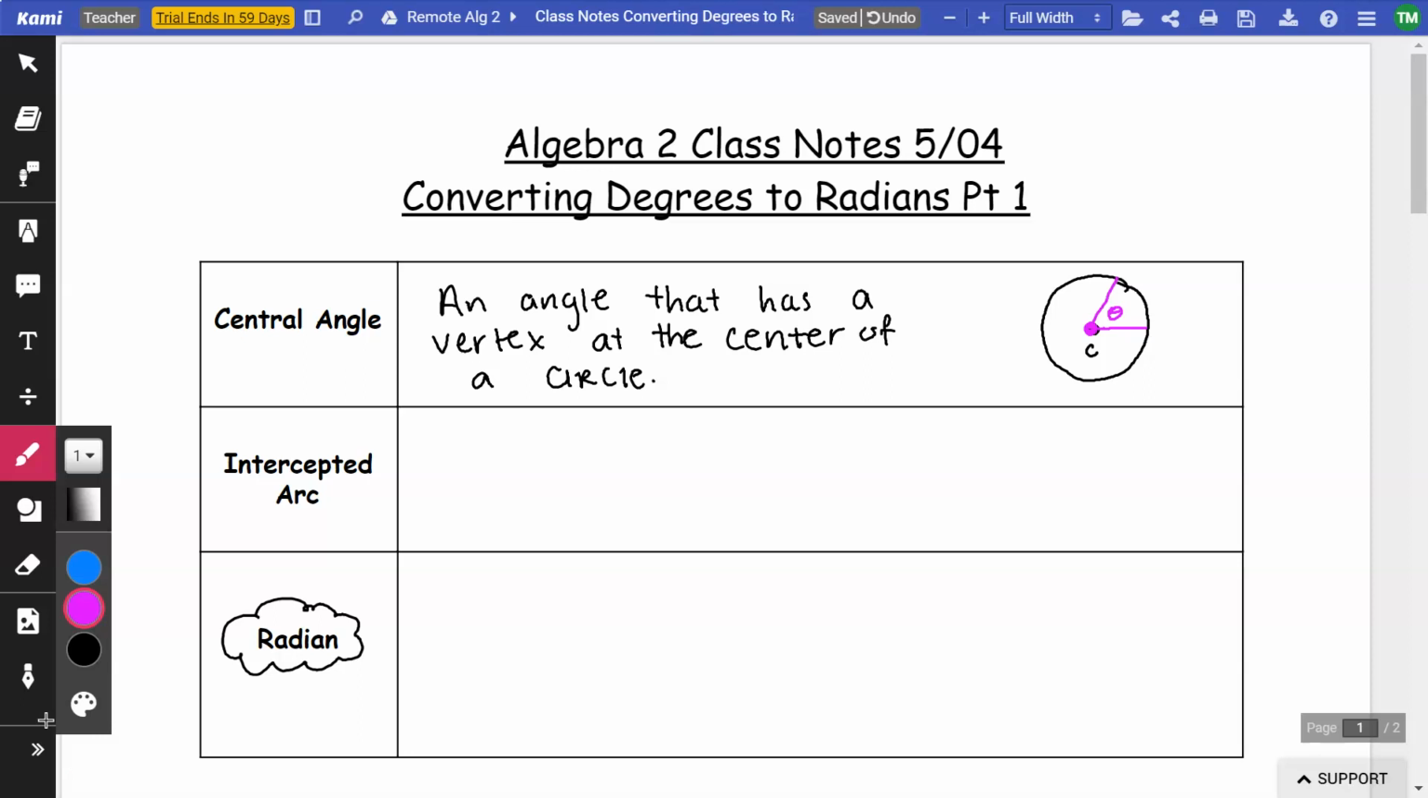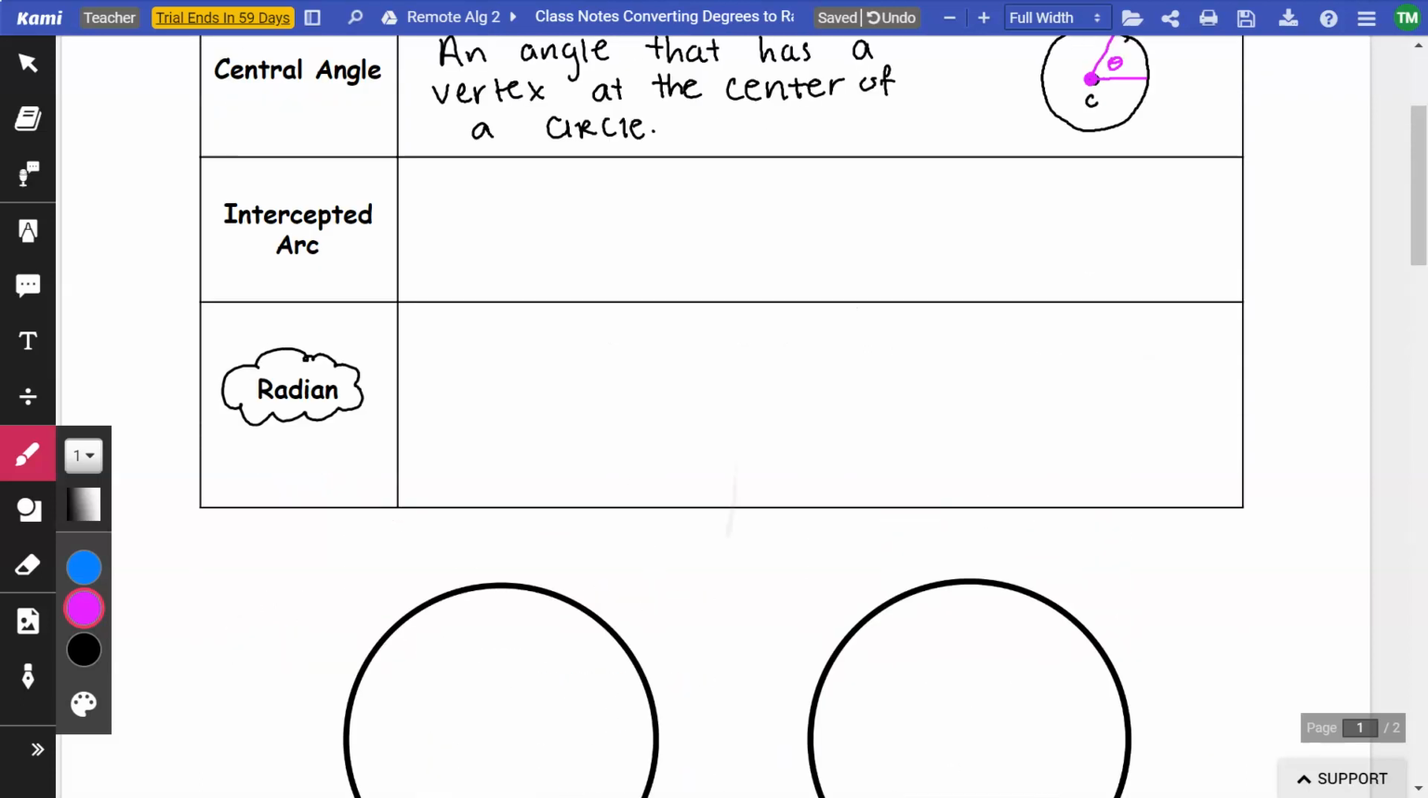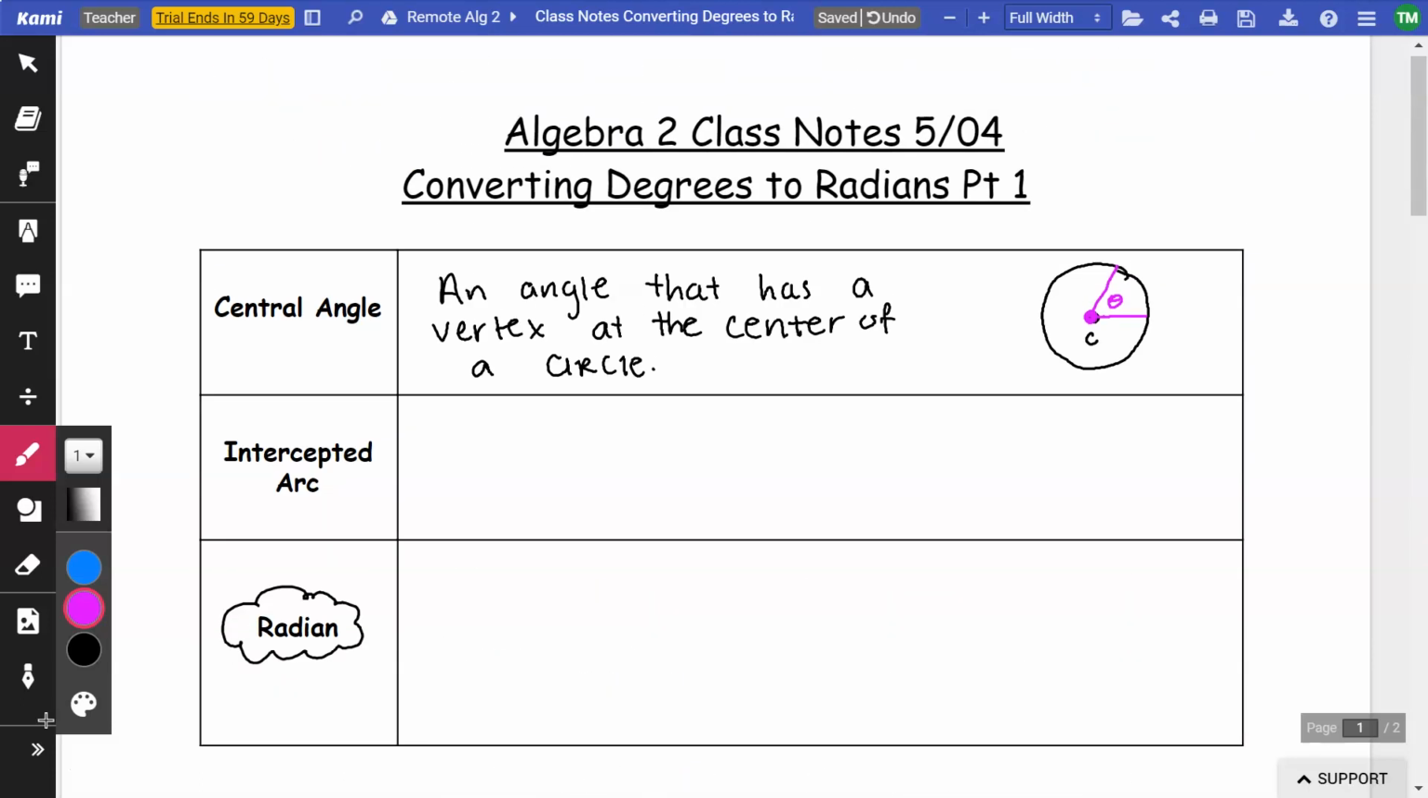Then we also need to talk about an intercepted arc. So as you can see, this angle that I drew, if I extend the rays of these angles here, it intersects the circle at this point and this point. Now, an intercepted arc then is the part of the circle that's between those 2 points of intersection. So like this would be an intercepted arc, that blue part of the circle I just drew in.